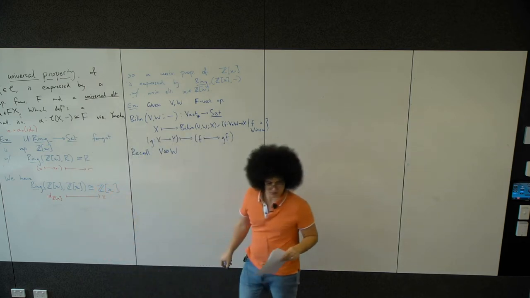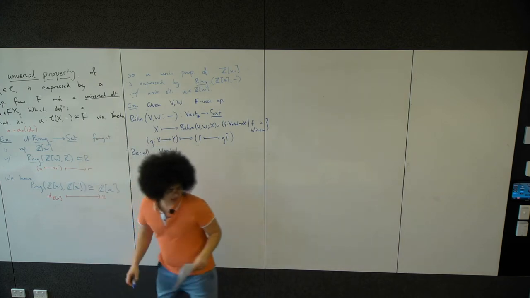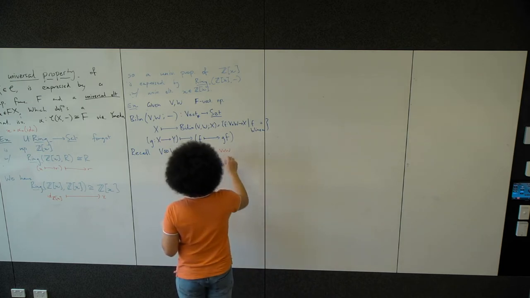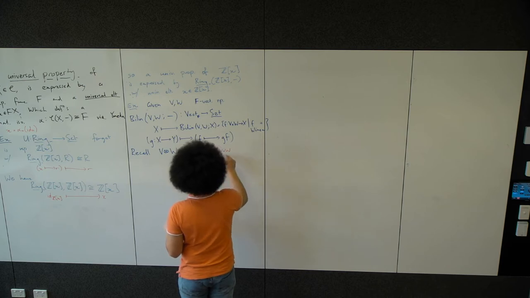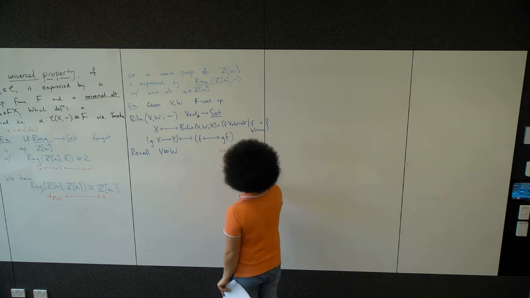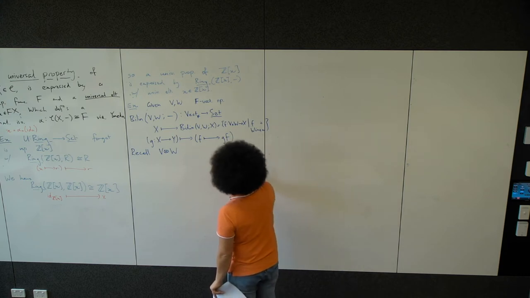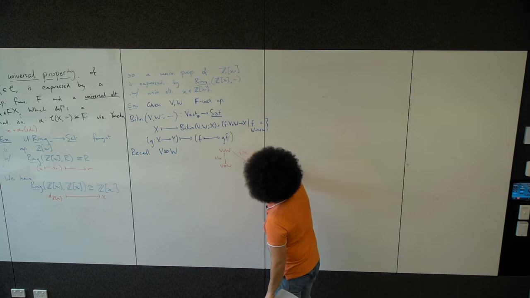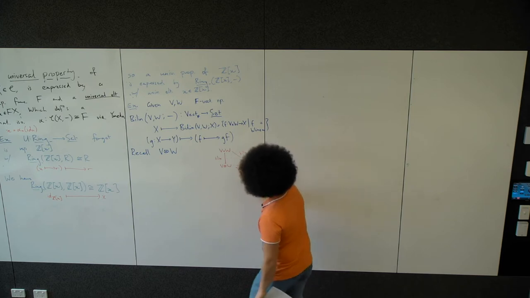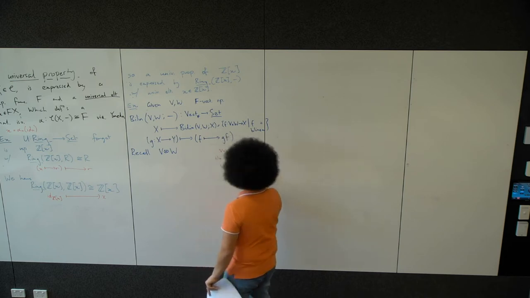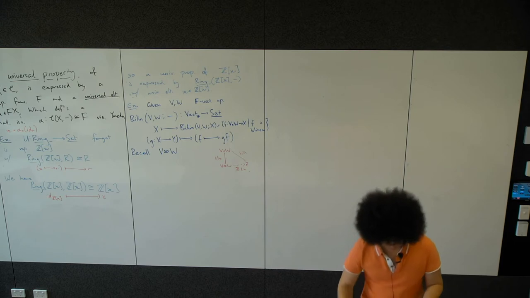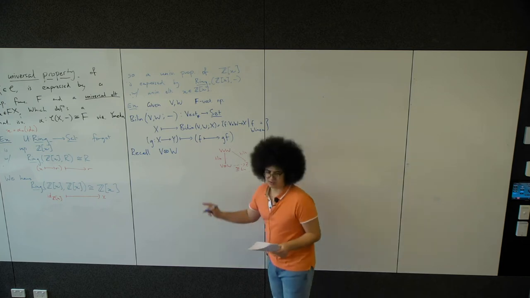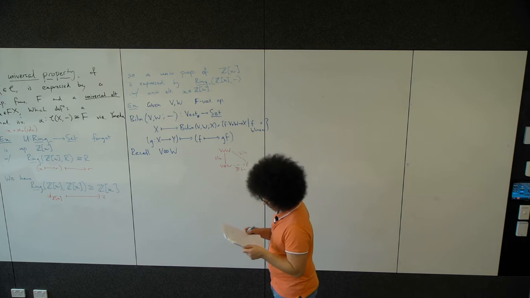Now recall how we defined V tensor W. We have V cross W, we have V tensor W. It came with a bilinear map, so this is bilin. And given any other vector space and a bilinear map here, there existed a unique linear map filling that and making the triangle commute. That was how we defined the tensor product of vector spaces in the second lecture.